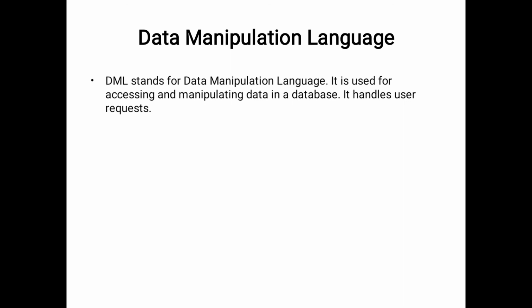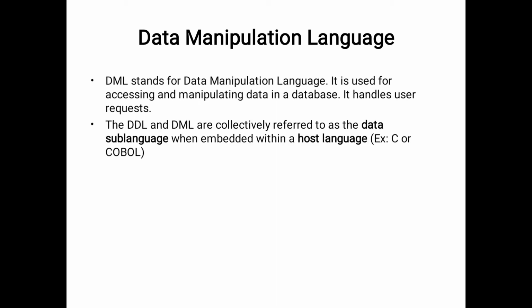Coming to the data manipulation language, it is used to access the information. DDL is helpful to create the information, DML is helpful to access the information. In DBMS we are using only these two types of database management system languages, DDL and DML. In the next semester you have a subject, data engineering, in which you will study the remaining two languages. Here the DML is helpful for accessing and manipulating the data. It handles user requests.